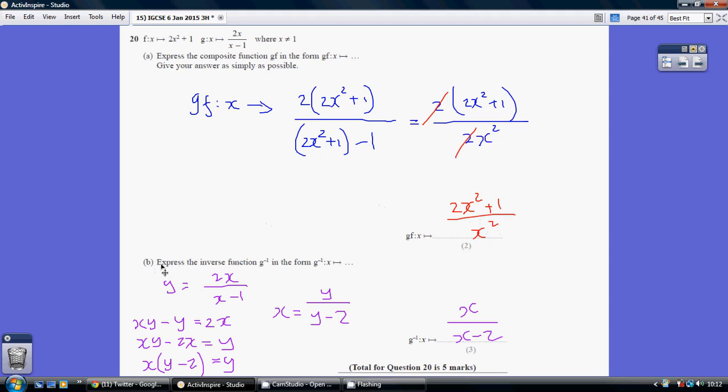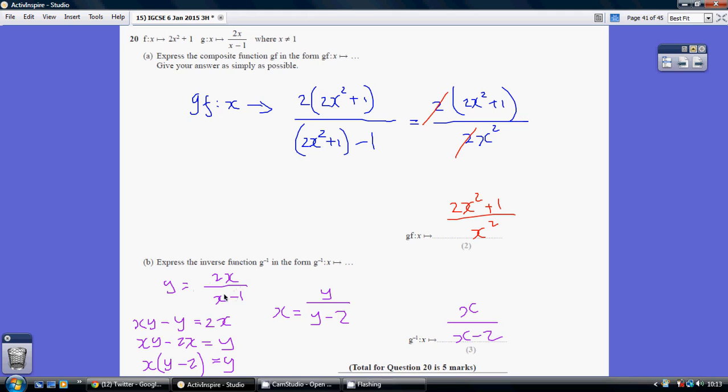Now for part B, express the inverse function of g, g to the minus 1. So basically we just need to change the subject here. Okay, we need to change the subject of g. So let's start off, just so we don't get in a muddle, by saying let's call it y equals 2x over x minus 1, and we're just going to do the algebra required to make x the subject.